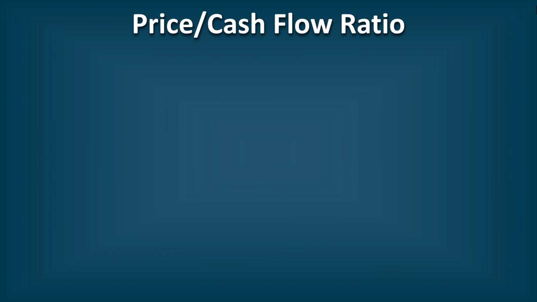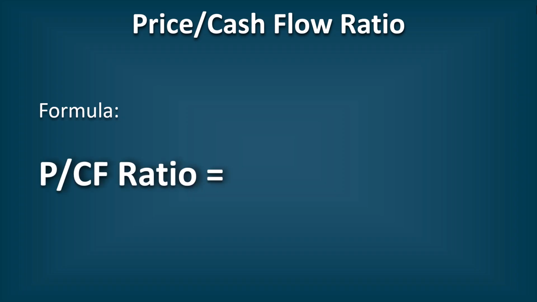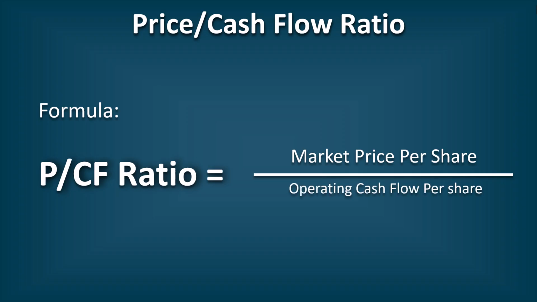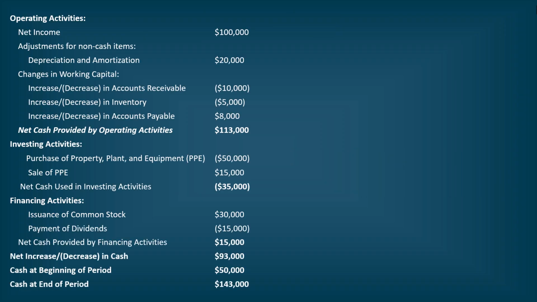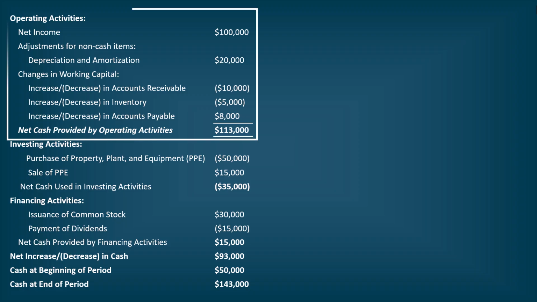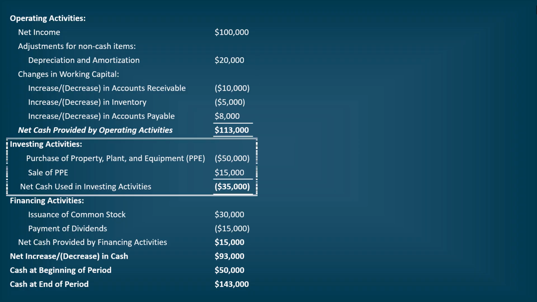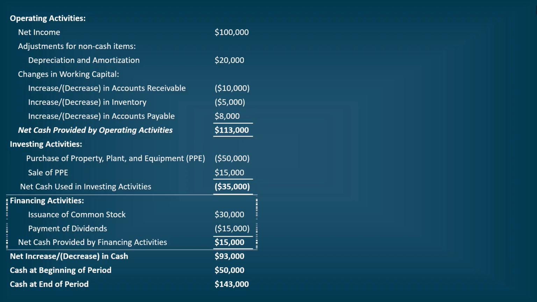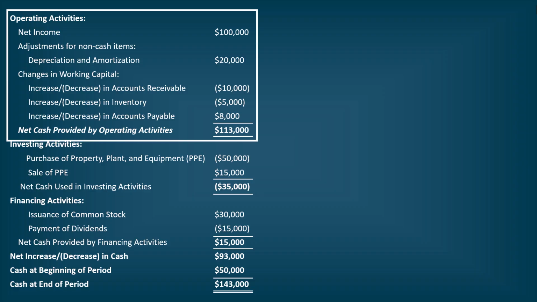Now, let's learn its formula. Price-cash flow ratio equals market price per share divided by operating cash flow per share. In a cash flow statement, there are three sections: operating activities, investing activities, and financing activities. For this ratio, we focus only on operating activities.